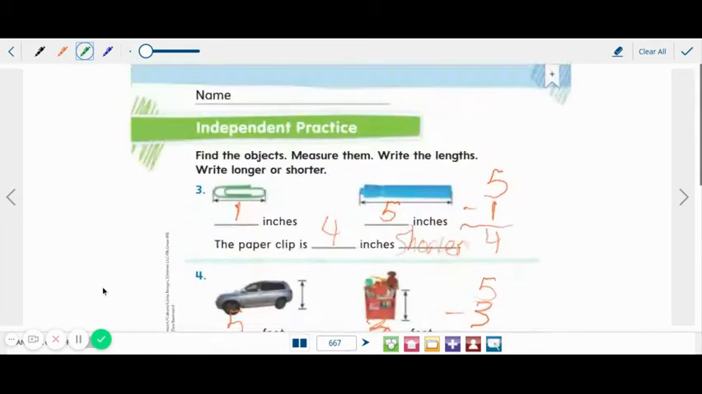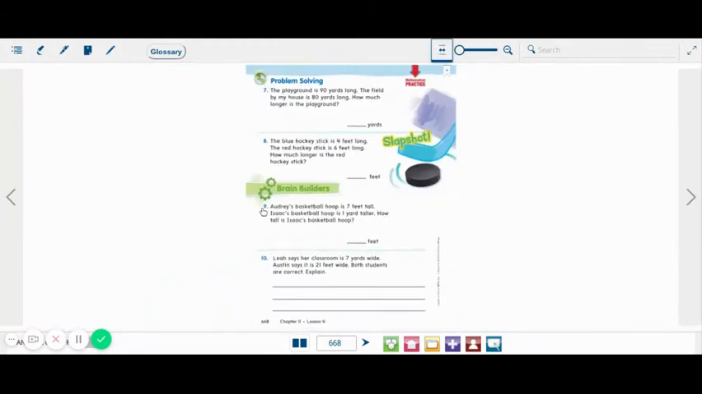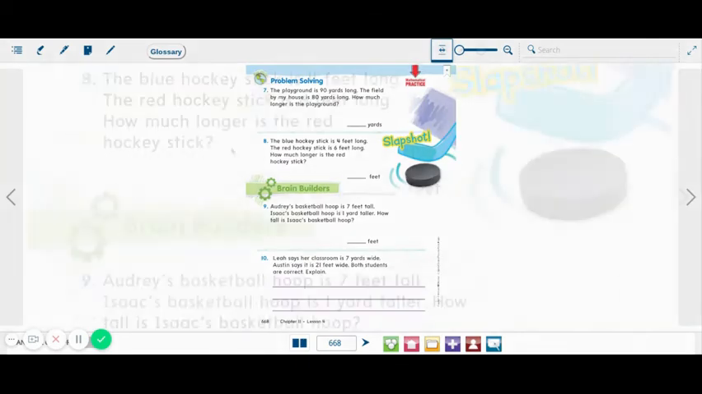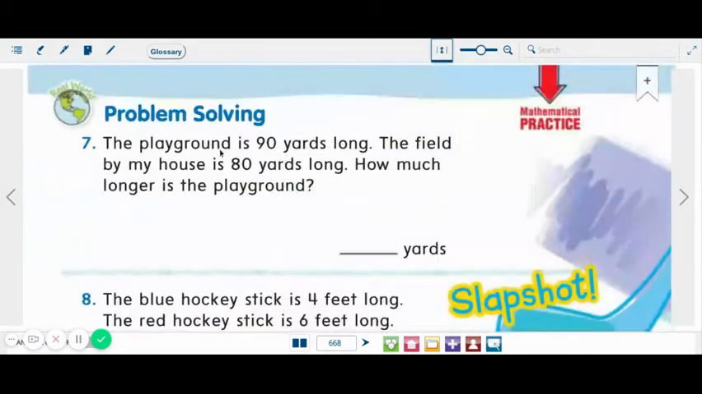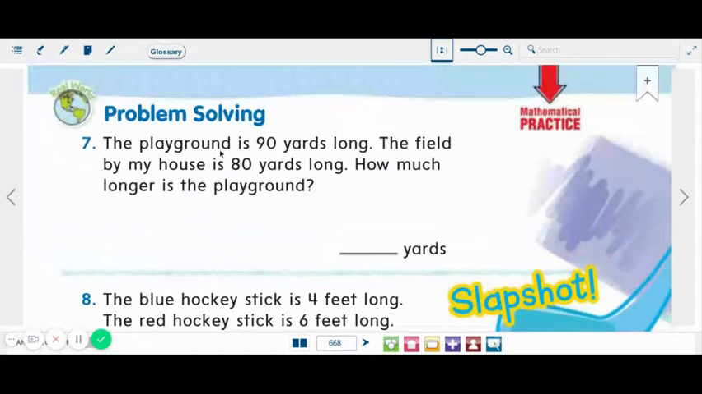Moving on to the next page. All right, in a moment here, I'm going to ask you again to pause your screens. This one you should be able to do on your own. This is the problem solving problems. And we're also going to do the number 9. All right, so pause your screens now. Complete 7, 8, and 9 on your own. And then when you're done working by yourself, unpause the video and we'll go over the answers.